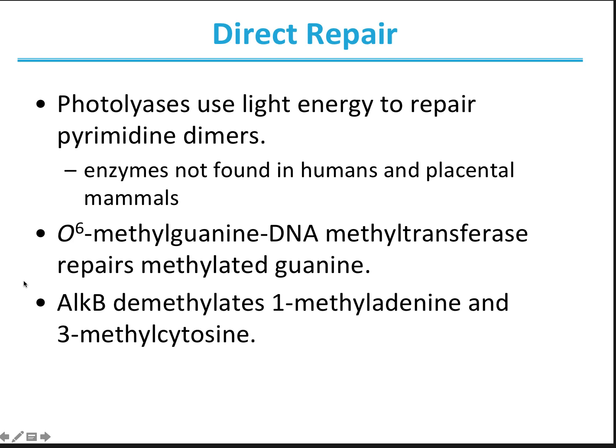There is also another pathway of direct repair that involves ALKB. This enzyme demethylates 1-methyladenine and 3-methylcytosine. And this is important because amino groups of adenine and cytosine are often methylated, and this methylation results in incorrect base pairing. So these methylated nucleotides need to be corrected, or mutations will be incorporated into the genome.